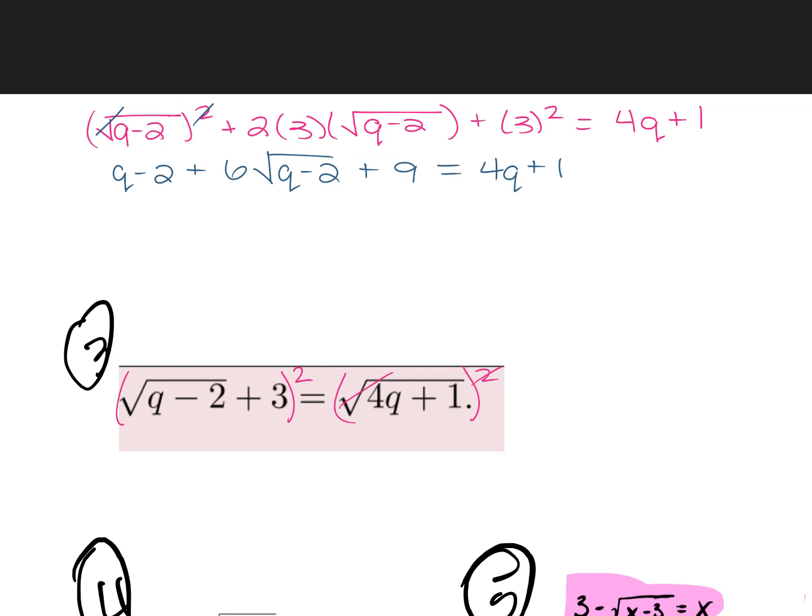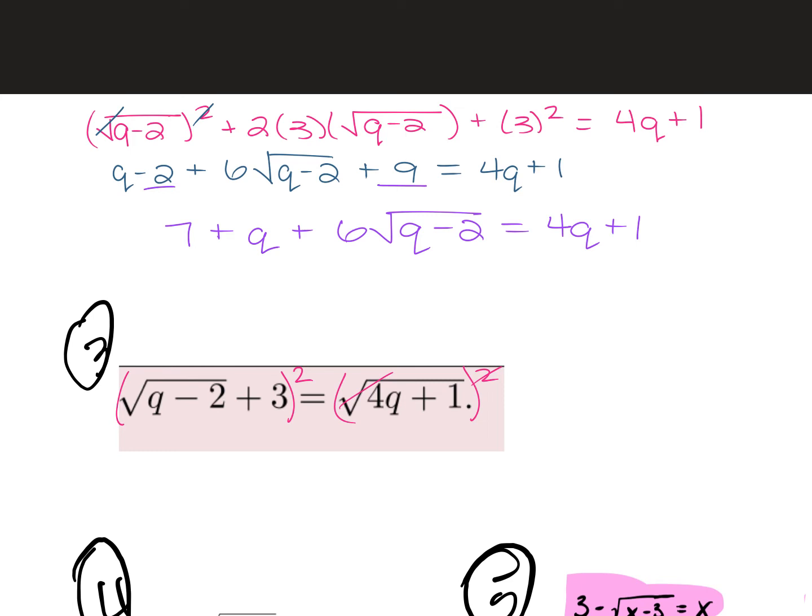From here, you want to combine like terms on your left side. So your 9 and your 2 will combine. You have 7 plus q plus 6 square root q minus 2 is equal to 4q plus 1. Because you have a radical here, you want to isolate that radical.